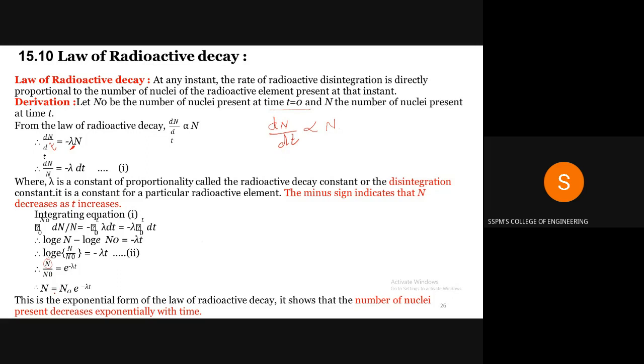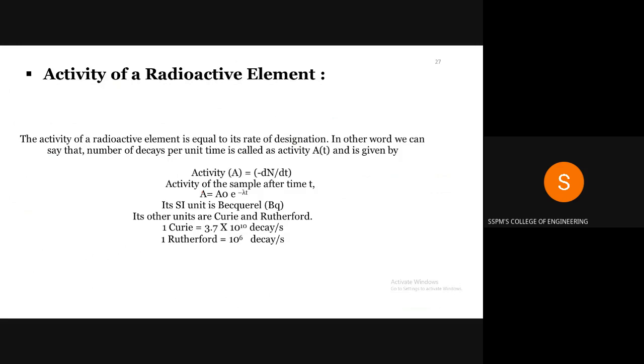So it is given by N equals N0 e raised to minus lambda t. This is the exponential form of the law of radioactive decay. It shows that the number of nuclei present decreases exponentially with time. Next, how to calculate the activity of a radioactive element?